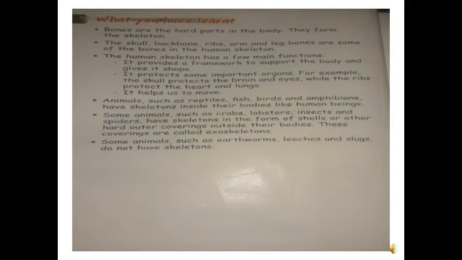Number 3. The human skeleton has few main functions. It provides a framework to support the body and it gives it shape. It protects some important organs. For example, the skull protects the brain and eyes, while the ribs protect the heart and lungs. It helps us to move.